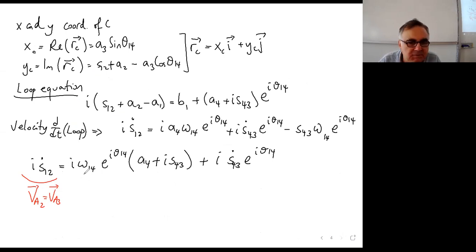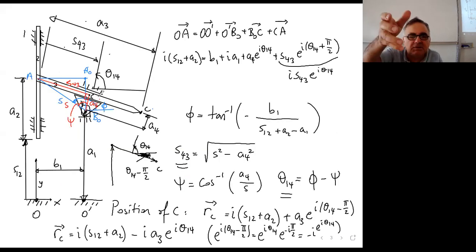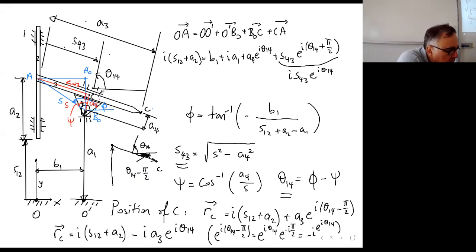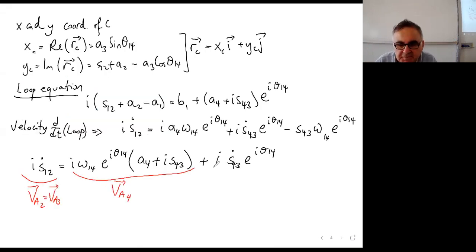Now, what is this? If you want to understand, this is the velocity of A on link 4. If link 4 were to be extended, which is link 4, as you might remember, this link that rotates like this, that would be the velocity of that link, and this would be the velocity of A3 relative to A4.